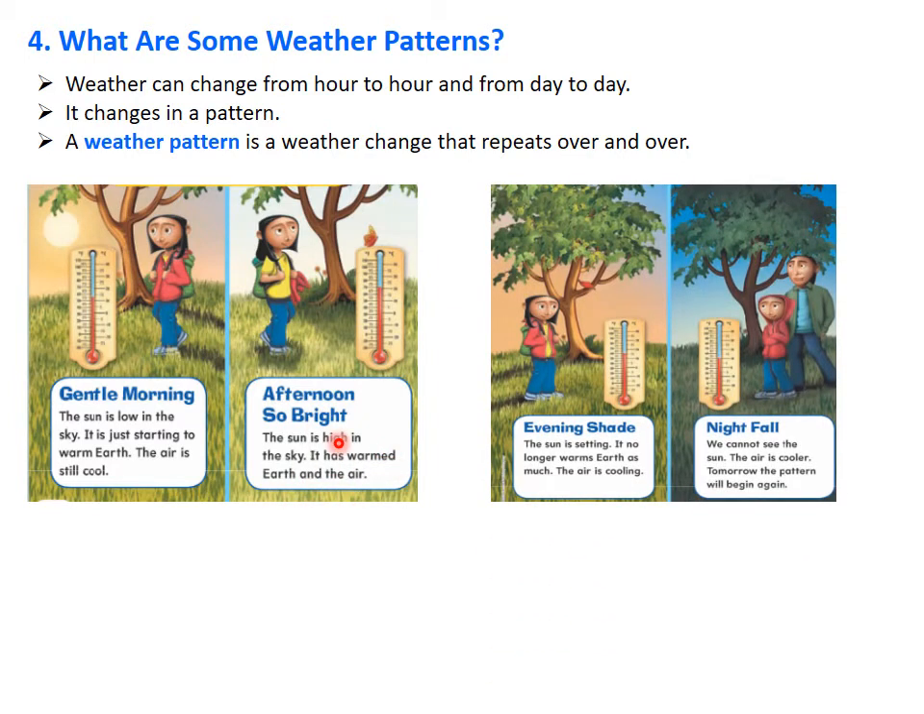Evening shade. The sun is setting. It no longer warms Earth as much. The air is cooling. And finally, nightfall. We cannot see the sun. The air is cooler. Tomorrow the pattern will begin again.